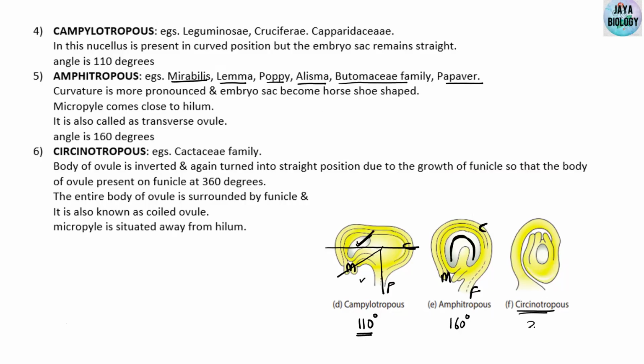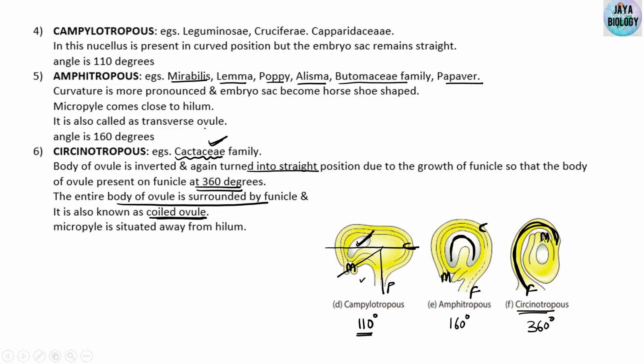Okay. Circinotropous ovule is one in which it is rotated at 360 degrees. So it is actually straight, but it is surrounded by funicle all around. This is the funicle which is covering it, and it is not orthotropous, though it is coming back to the straight position, because it is rotated at 360 degree. Is it clear? An entire body of the ovule is surrounded by funicle. We say this is called circinotropous ovule. And this is the funicle point and this is micropyle. The micropyle is away from the funicle. This ovule is seen in the family Cactaceae.